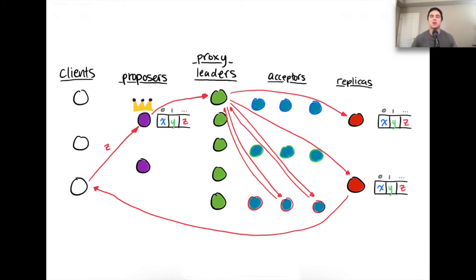Because acceptor groups are embarrassingly parallel, we can scale up the number of acceptor groups until they are guaranteed to no longer be the bottleneck.